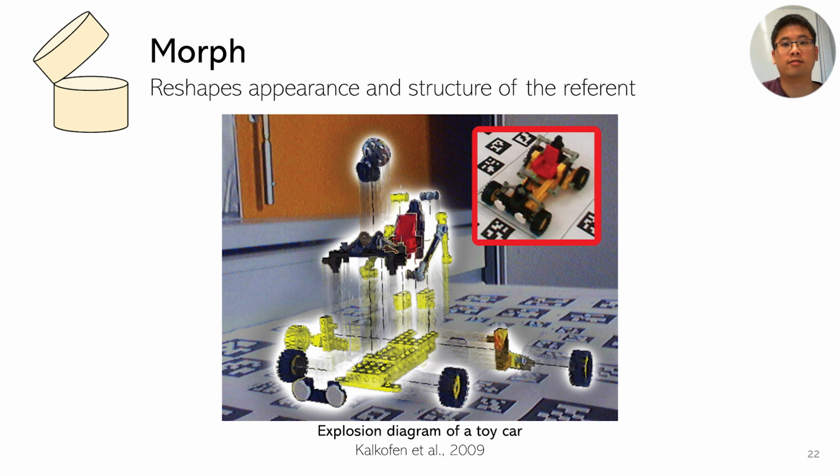Rather than just overlaying graphics onto the referent, morphs directly reshape and modify the structure of the referent entirely. As an example, consider this toy car, which has its structure and components expanded out in an explosion diagram.